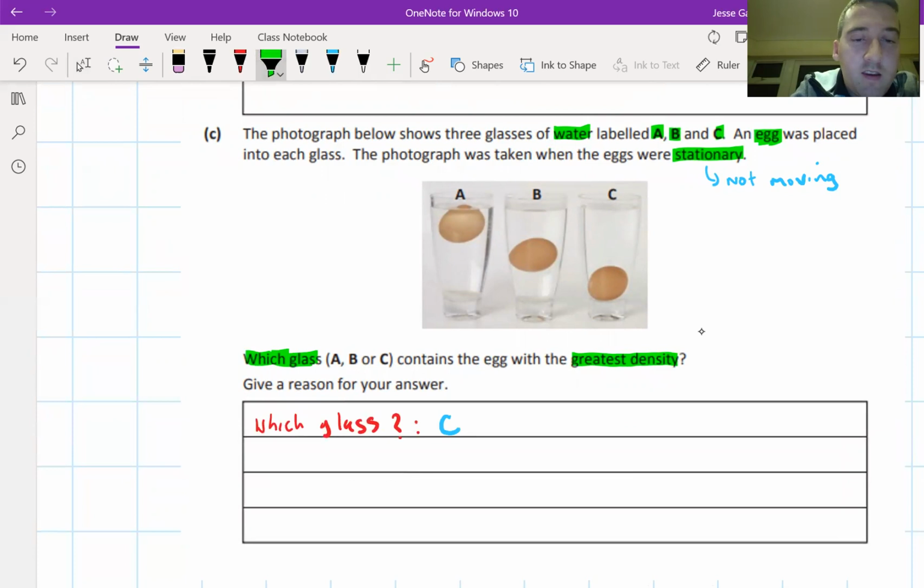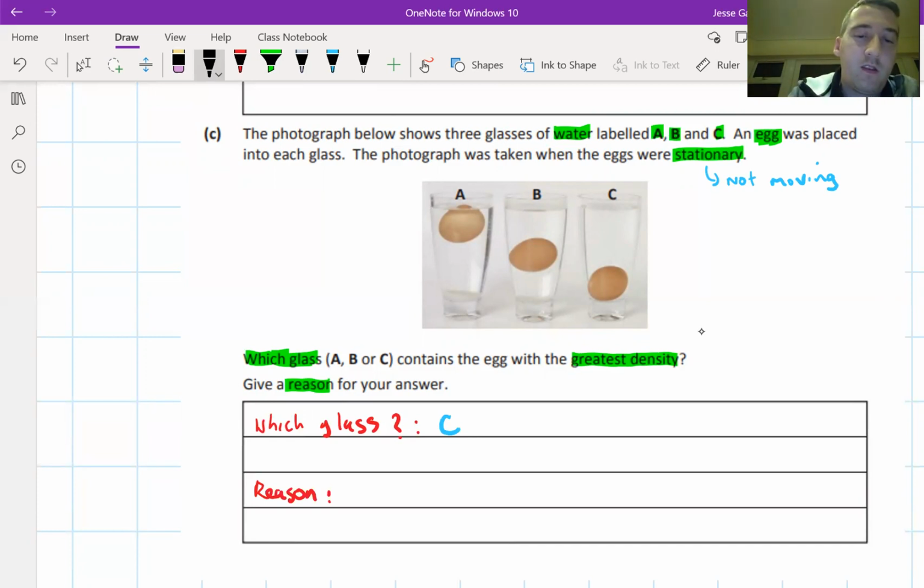Next bit, it said give a reason for your answer. So I want you to write down in red, reason. Okay, so go ahead and write down what you think the reason is for this. So what reason is it that you think C has the greatest density? Pause the video, do that now. Okay, again, this shouldn't be too hard. We saw this before, we've learned about this.